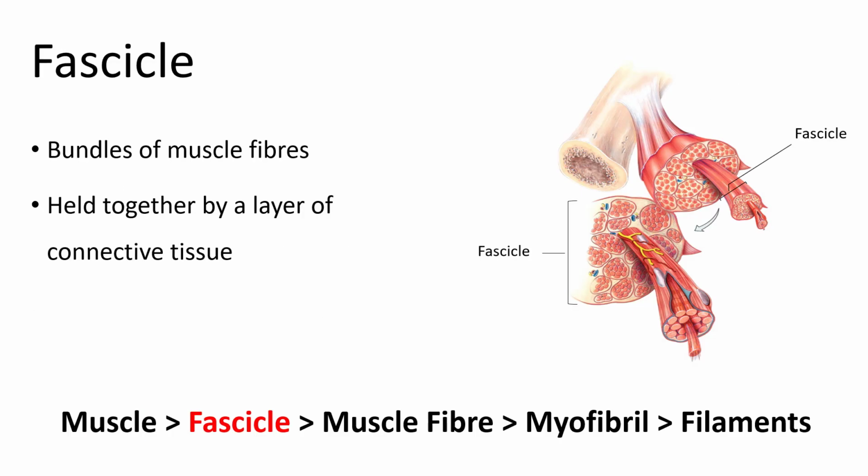Fascicles are formed when several muscle fibers are bundled together, and the fascicles are contained by a layer of tissue that surrounds the entire structure. Here in the diagram we can see a whole fascicle. Towards the left of the image we have a closer view of the fascicle, and it's here that you can see that it's comprised of bundles of muscle fibers, and also that each fascicle is held together by a layer of connective tissue.